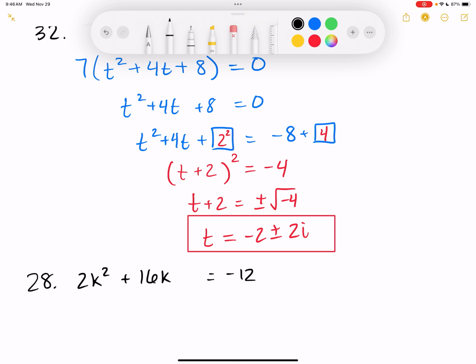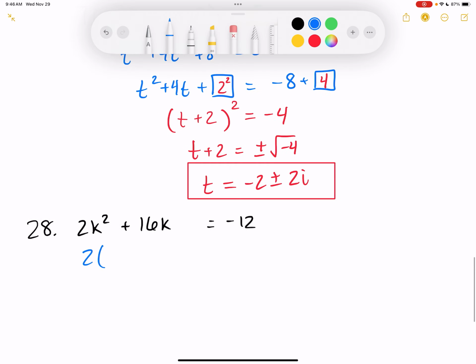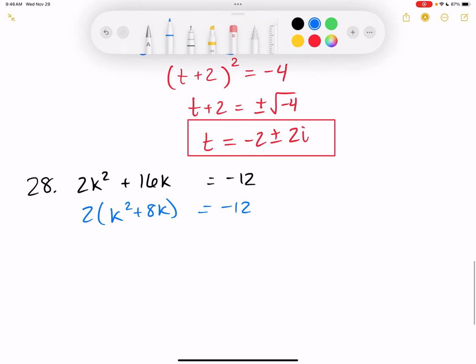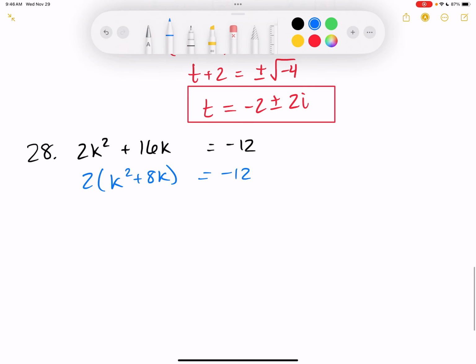So what number are you going to be taking out? 2. So I'll go through this part. You have 2 taken out, so that's k squared plus 8k equals negative 12. And then you would divide by the 2, so you'll have a negative 6 over here, and then your k squared stuff on this side. So go through and work that one. Make sure we're good, and then I'll give you the rest of the time to work.